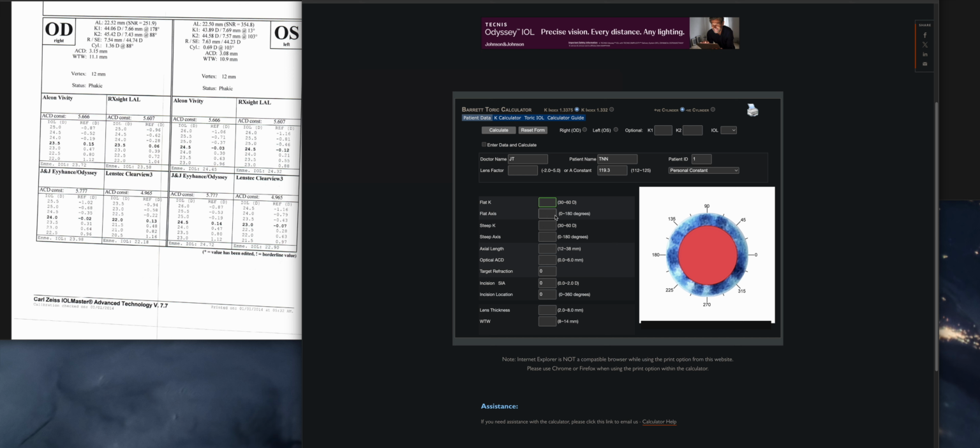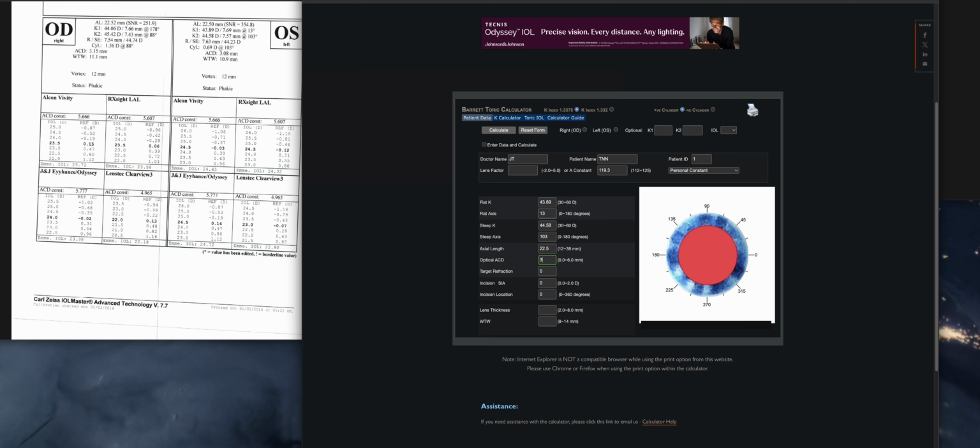All right, so flat K is 43.89, 13 diopter. Steep K is 44.58, 103. Axial length is 22.5, just bordering on a short eye. Optical ACD is 3. Oh gosh, you know what? I'm calculating the left eye.